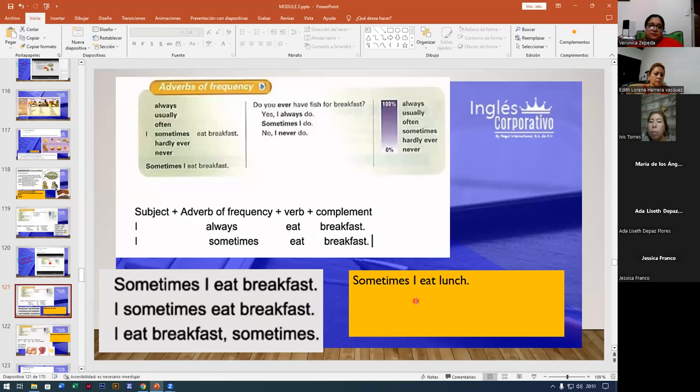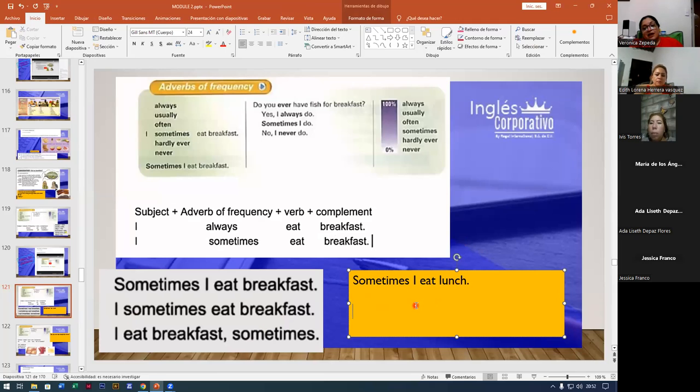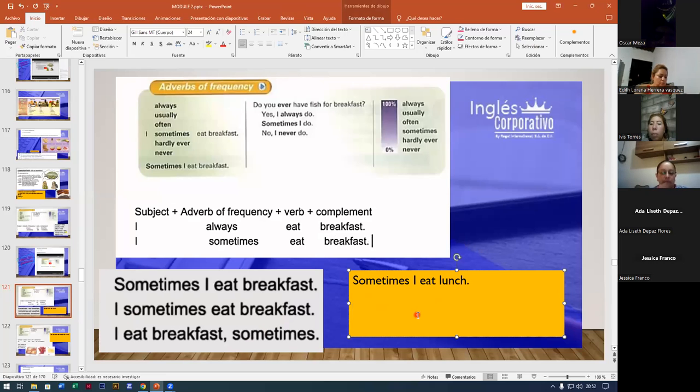So let's check here. We're going to use them. Verónica Cepeda, can you give us another example? Use sometimes. I sometimes eat fruit. Very good, that's nice. Ibis, give us another example. I eat breakfast, I eat chocolate, sometimes. Very good job. That's nice.